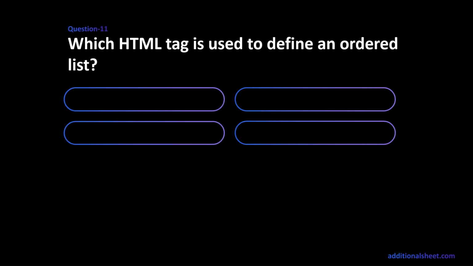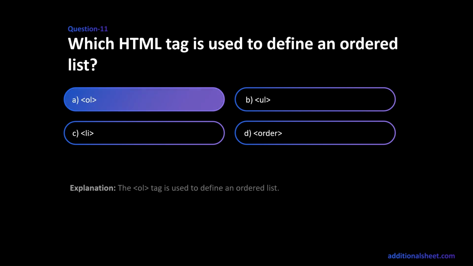Q11. Which HTML tag is used to define an ordered list? Options are: A. OL. B. UL. C. LE. D. Order. The correct answer is option A. The OL tag is used to define an ordered list.